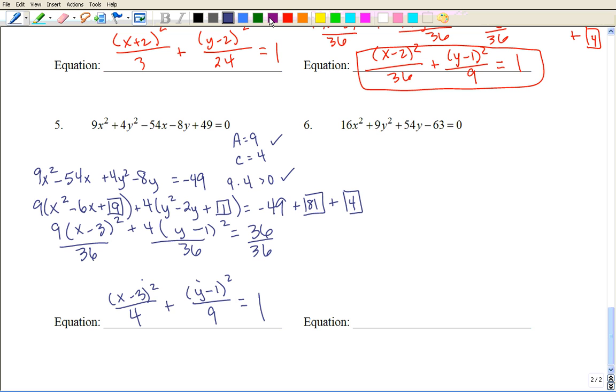I would like for you to do this last problem, this number 6 here, on your own paper and put it into standard or graphing form, and I'll see you in class.